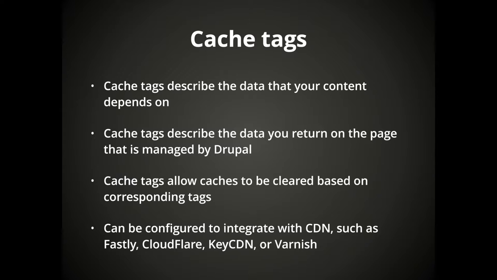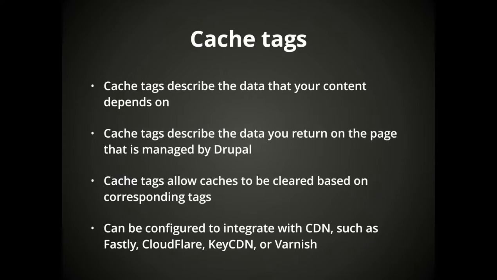So if contexts are about defining how we vary things according to the request that's coming into Drupal, I like to think of tags as things that represent the data that's going out in the response. So cache tags describe the data that your response to the request depends on. It represents data that's managed by Drupal, usually data in your database or in your config management system, or that you've maybe fetched from somewhere that you're managing. You're using that to describe that so you know when to invalidate caches, and you can clear caches based on their tags. We'll cover some examples of how this actually works.